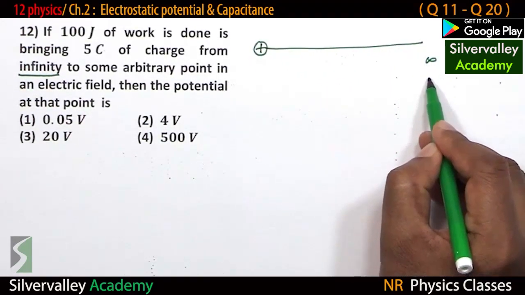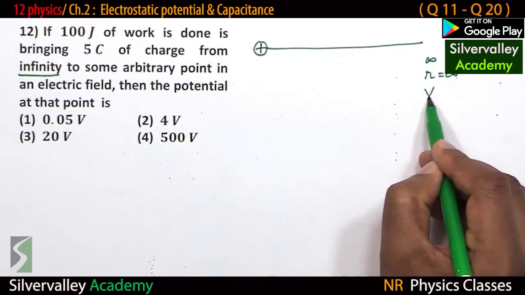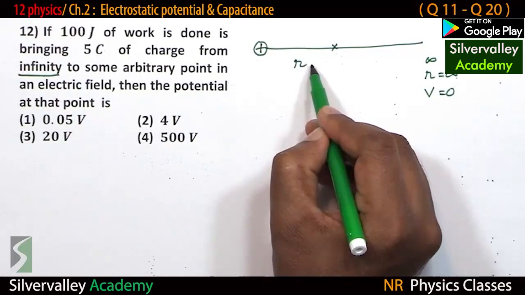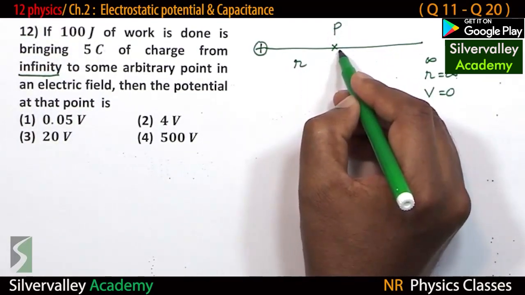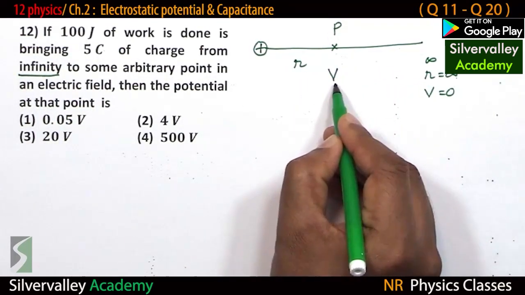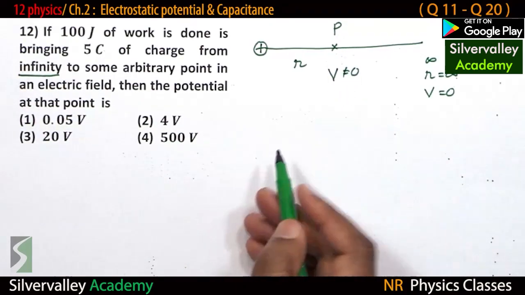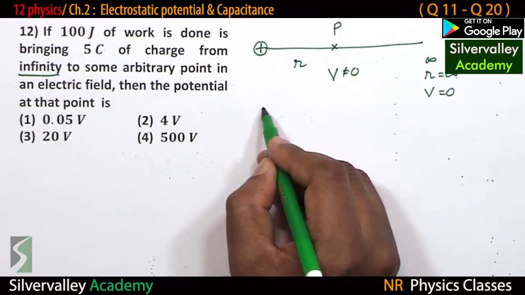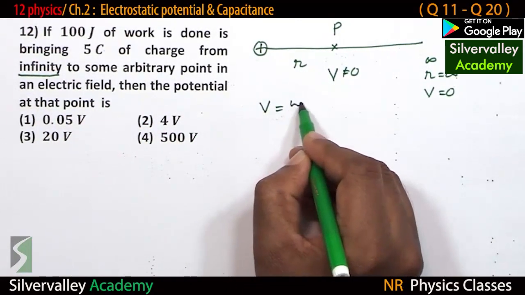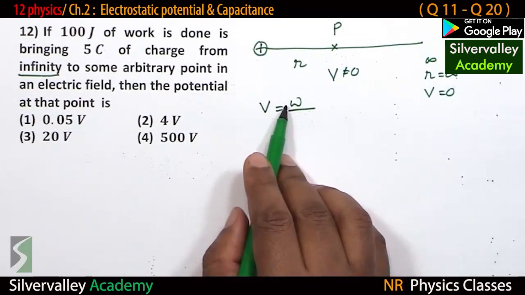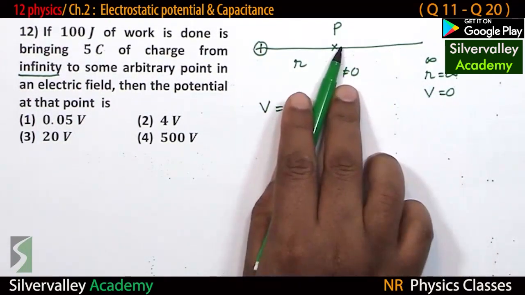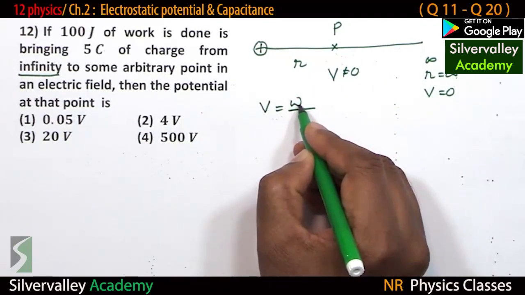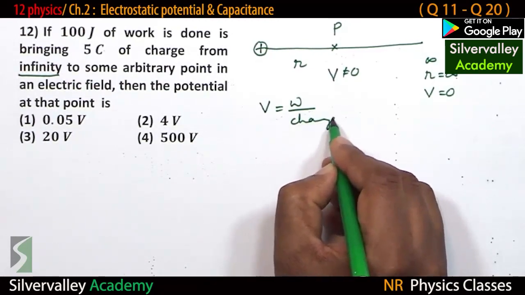From infinity, the distance is infinity and the potential is 0. At an arbitrary point at a distance r, the potential is finite, not equal to 0. So this is the statement of potential at a point, isn't it? Potential equals the work done in bringing a unit positive charge from infinity to that point. So it is work by charge.